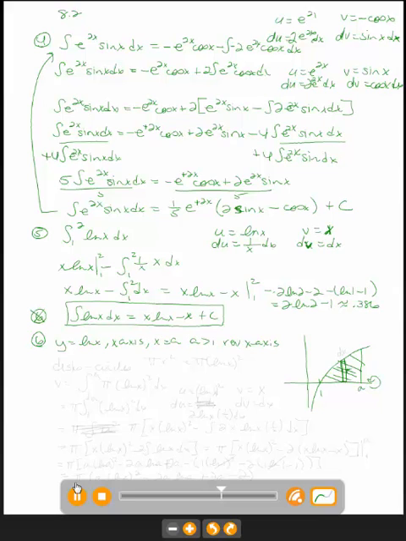Did I read that right, x-axis? Yes. So here's a, some point where a is greater than 1. We're looking for this region right here, and we're revolving it around the x-axis.